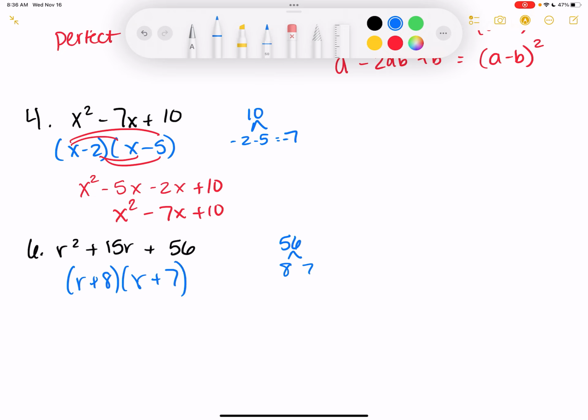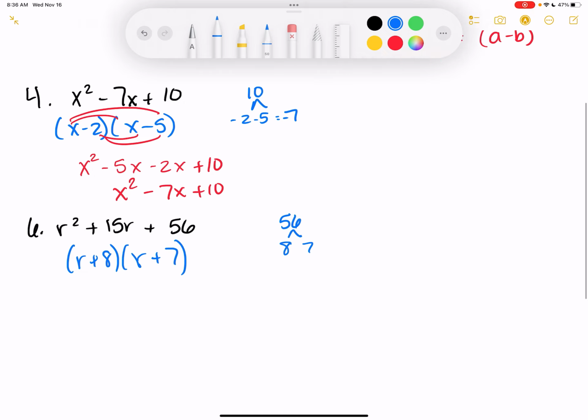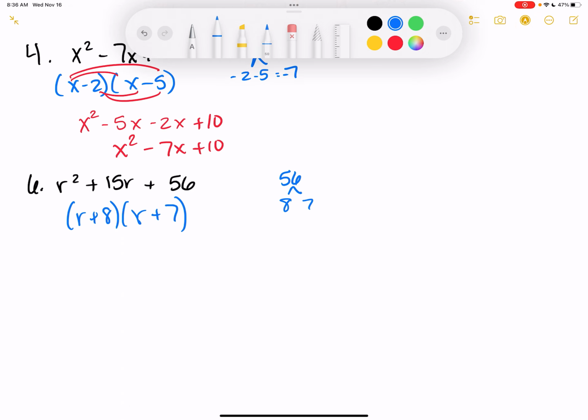Now, when you factored before, you may have been used to writing a middle step. I only write the middle step when I do the ones that have a number in front. And again, you could FOIL to check if you were so inclined.